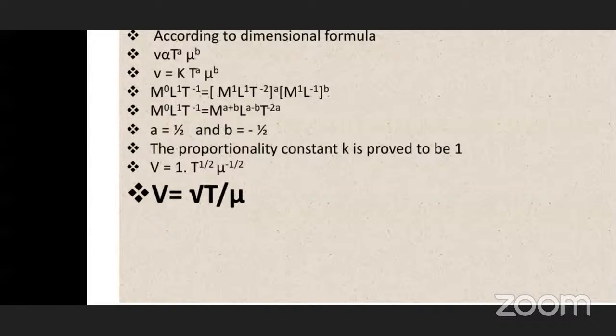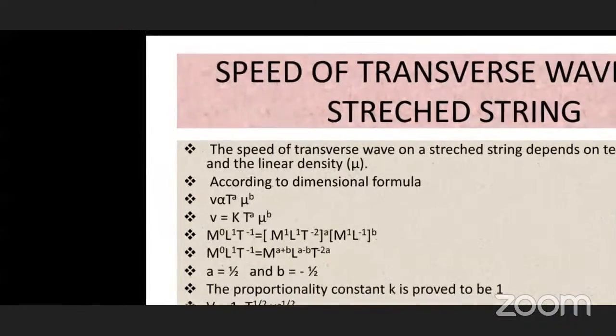In the next class we will discuss this Newton-Laplace equation, V is equal to square root of gamma P by rho, instead of P, which Laplace corrected. We will also discuss the principle of superposition of waves and stationary waves, and how they are produced in strings.